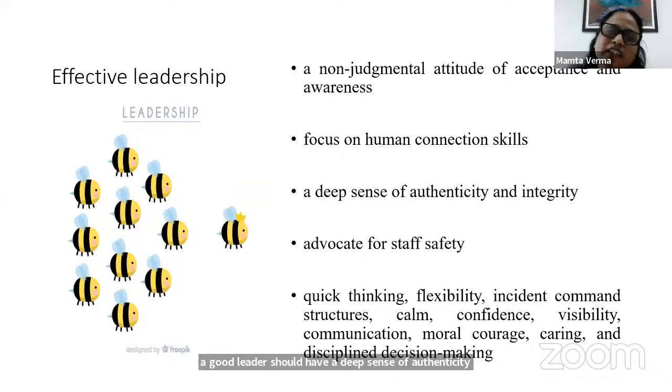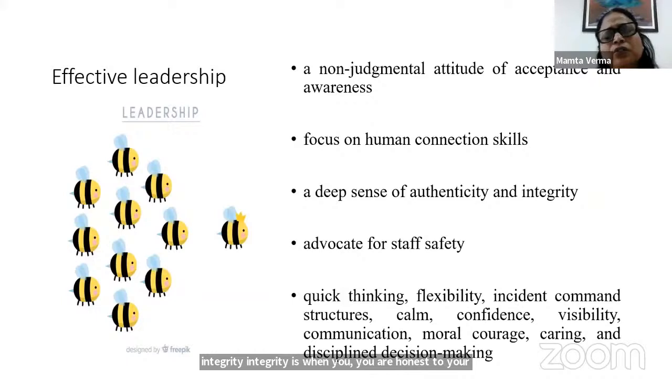What is authenticity? Authenticity means you are a real one. You are expressing what you are. This is the most important thing. A real leader should be without any show off. He should be real. And what is integrity? Integrity is when you are honest to your attitude, you are honest to your beliefs.